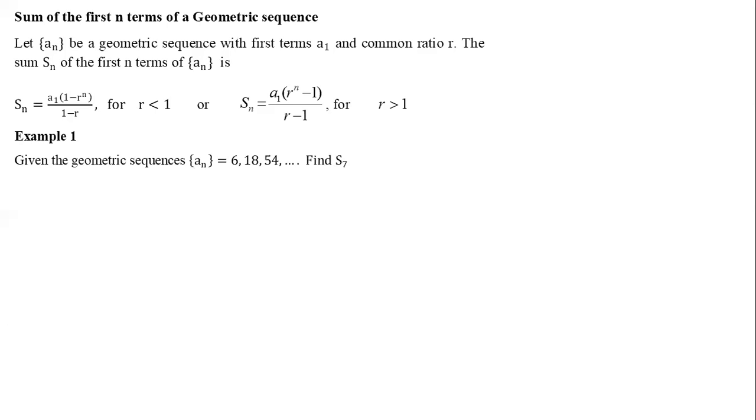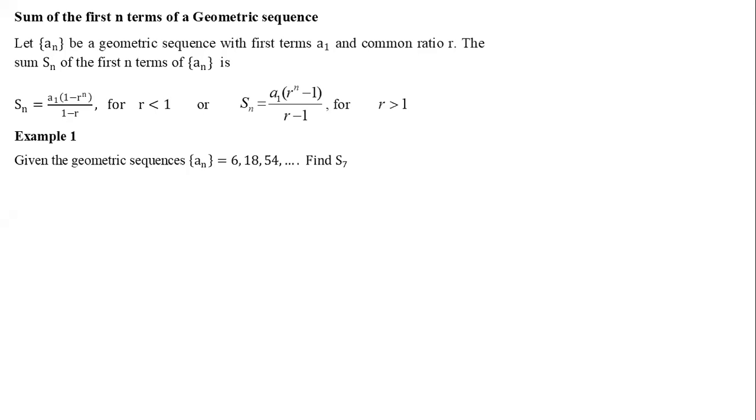But let's look at an example. Look at this sequence: 6, 18, 54. We want to find the sum of the first 7 terms, that is why I call it S7. Sum of the first what? 7 terms. What do I need to check? I need to get my first term, the common ratio, and check if the common ratio is less than 1 or greater than 1. Now, what is the first term here?